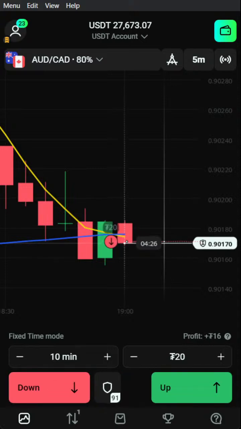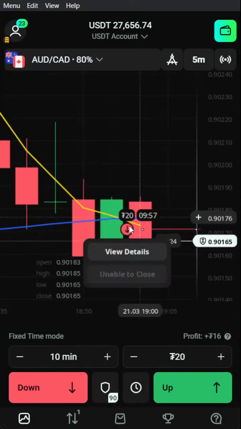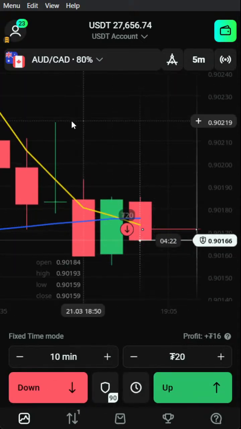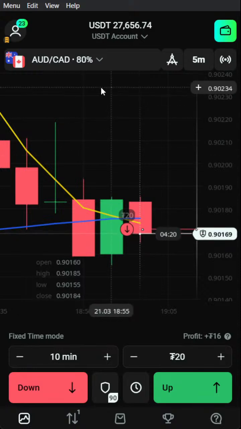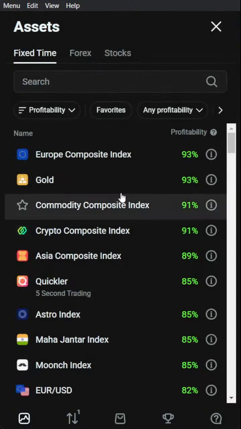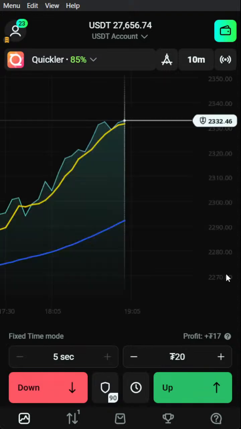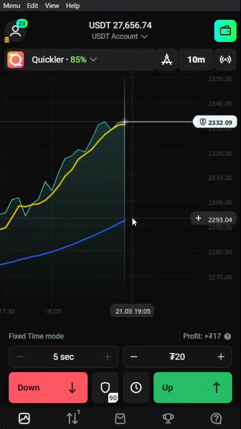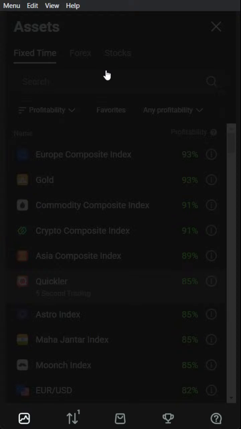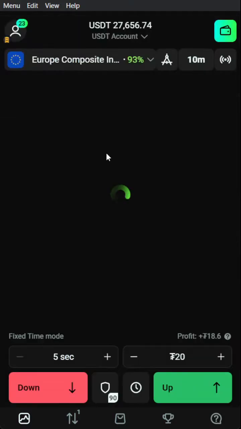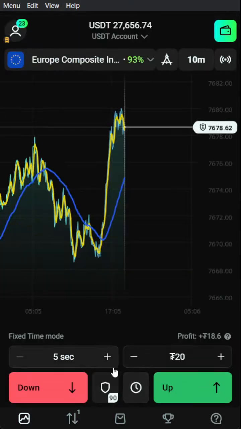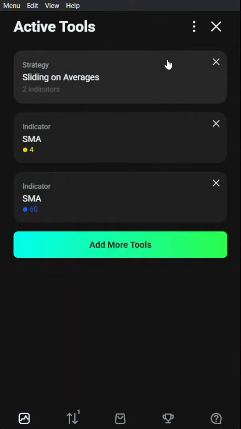Okay, now I can make a down trade in AUDCAD. Why? Crossover, red candle, I have made a trade. I have used my risk free. There is fluctuation. I don't know what is going to happen, Rishabh sir. But since the color of the candle was in favor, and oh my god, why did I click on quickler? Now I'll have to change this.